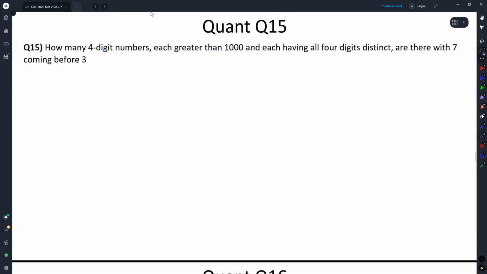Q. How many 4-digit numbers, each greater than 1000 and each having all 4 digits distinct, are there with 7 coming before 3? Okay.